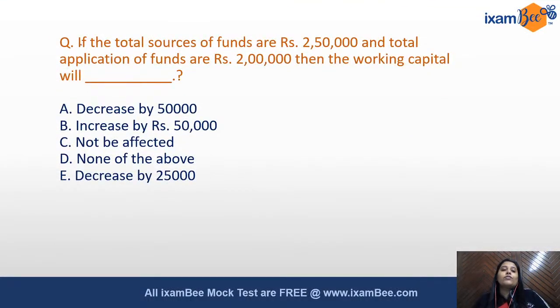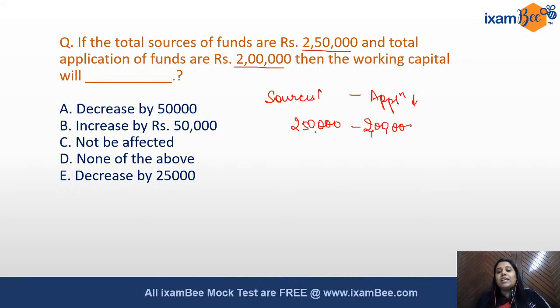The last question of today's class would be: if sources of funds are 2,50,000 and total application of funds are 2 lakh, then what will be the change in the net working capital? Guys, we know that because of sources, working capital goes up and because of application, working capital would go down. You are applying the funds or using the funds. So 2,50,000 is the increase and 2 lakhs is the decrease. So the net increase in the working capital would be 50,000. So B is the correct answer.